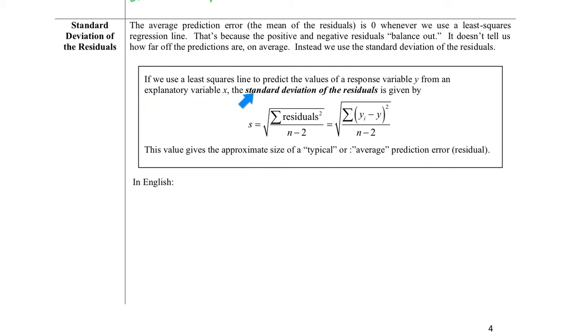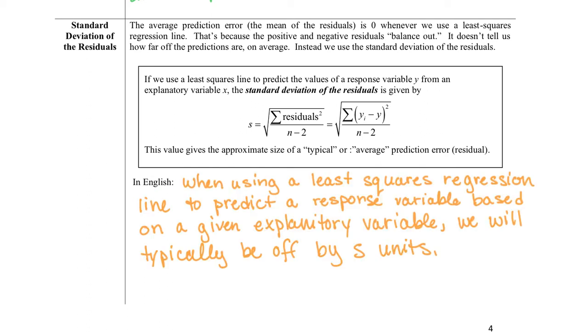The standard deviation of the residuals is the value that gives the approximate size or typical average prediction error of the residuals. So it's really just literally the standard deviation of the residuals. What does that mean in English? I tried to get it in plainer English: when using a least squares regression line to predict a response variable based on a given explanatory variable, you will usually be off by S units. So in our Taishan example, we were off on our residual, but we can average that out to get the standard deviation of our residuals.